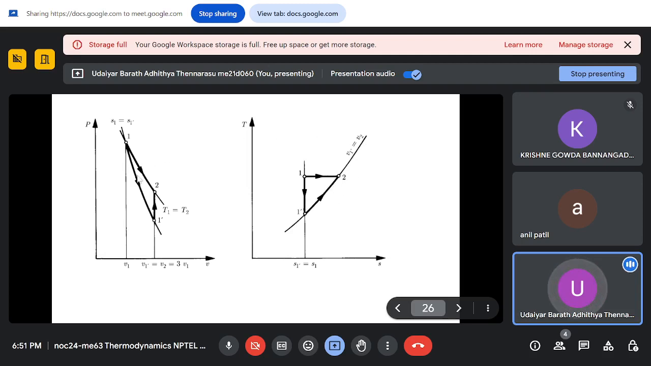And similarly, if you see in a PV diagram, your temperature is shown. So 1 to 2 is an isothermal process. You have T1 equals T2, so it's along an isotherm. And then the other is again a constant entropy line, so 1 to 1 dash, and then constant volume, so 1 dash to 2. So this is how the process is represented in the PV and TS diagram.